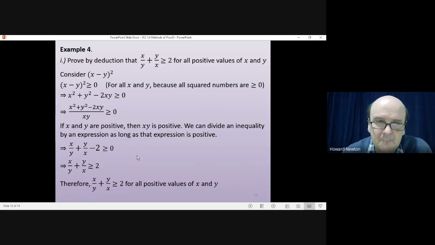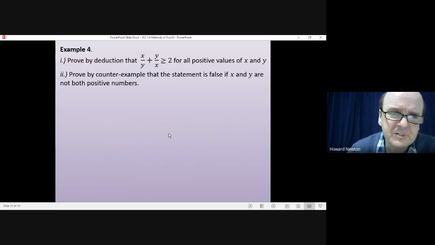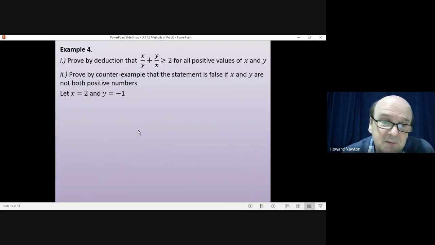Now, part 2. Part 2 asked us to prove by counterexample that this statement is false if x and y are not both positive numbers. Now that just means we've got to find a pair of values for x and y where at least one of them is negative and the answer is not bigger than or equal to 2. Many pairs of values would work. The one I've chosen to use is x equals 2 and y equals minus 1. So that's the negative number.